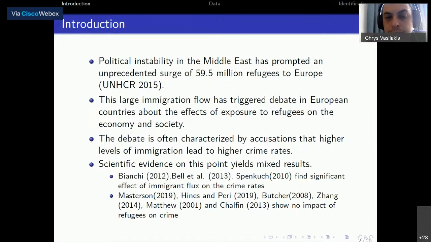One of the debates is the accusation that higher levels of immigration lead to higher crime rates. To be honest with you, the scientific evidence has very mixed results. There is literature that finds significant effects of immigrant influx on crime rates. There is literature that says there is no impact of refugees on crime. And there is literature that shows that natives increase crime rates because of the presence not only of refugees but of immigrants, because of labor competition.